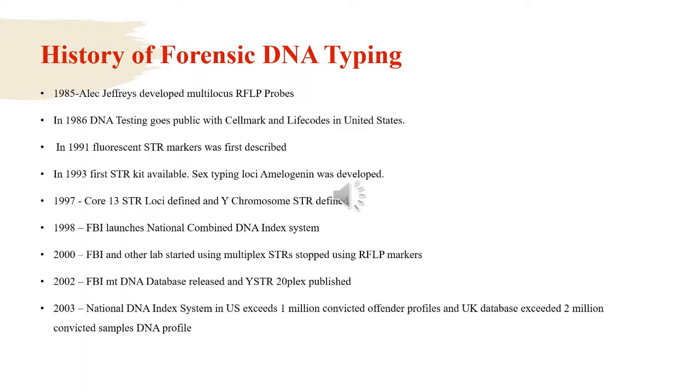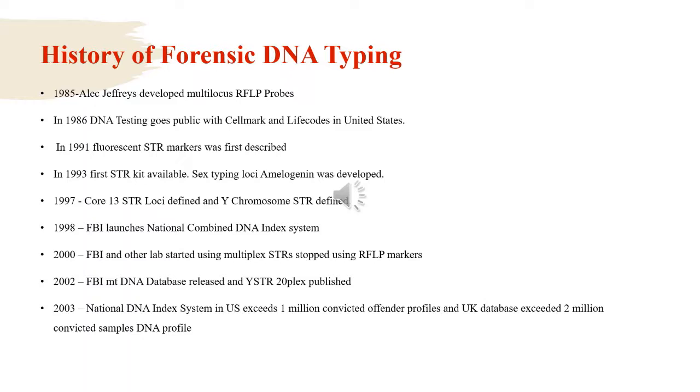In this slide, I'm going to explain the history of forensic DNA typing. In 1985, Alec Jeffreys developed multi-locus restriction fragment length polymorphism probes. In 1986, DNA testing went public with Cellmark and Lifecodes in the United States. In 1991, fluorescent STR markers were first described. In 1993, the first STR kit became available and the sex typing locus amelogenin was also developed. In 1997, the core 13 STR loci were defined and Y chromosome STR markers were defined.